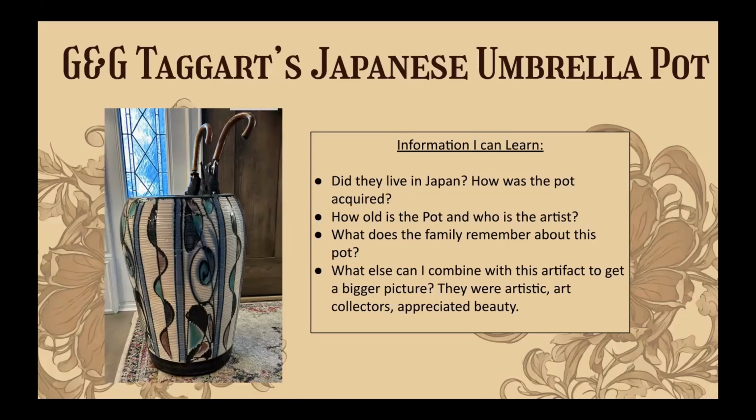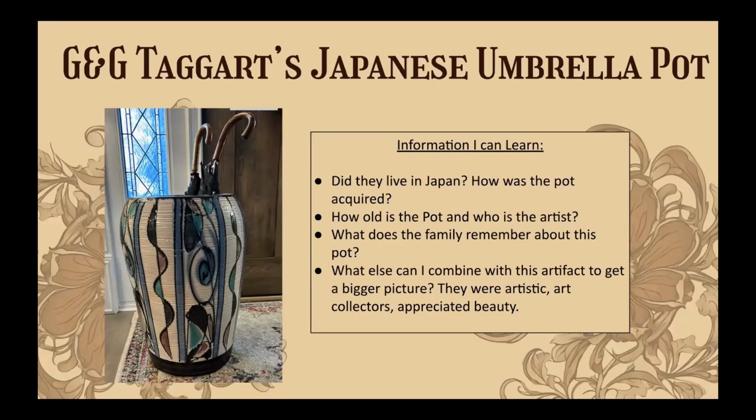So I know that they were artistic, they were art collectors, they appreciated beauty. And I also know that they have four children that are alive today. And so one thing that I would do, that I will do, is go and talk to them. What do you remember about this pot?